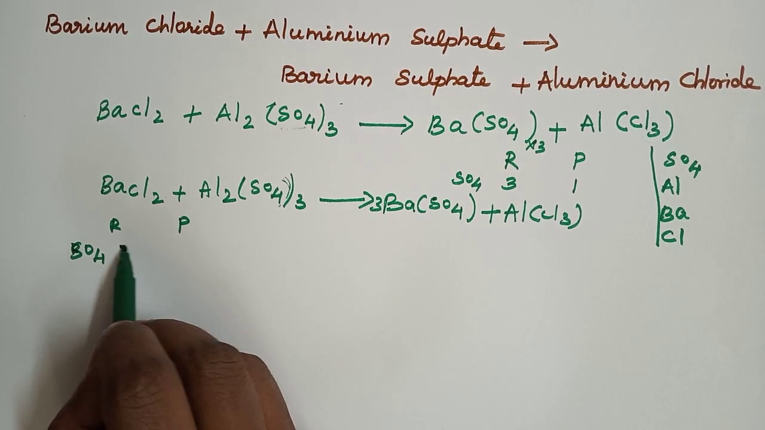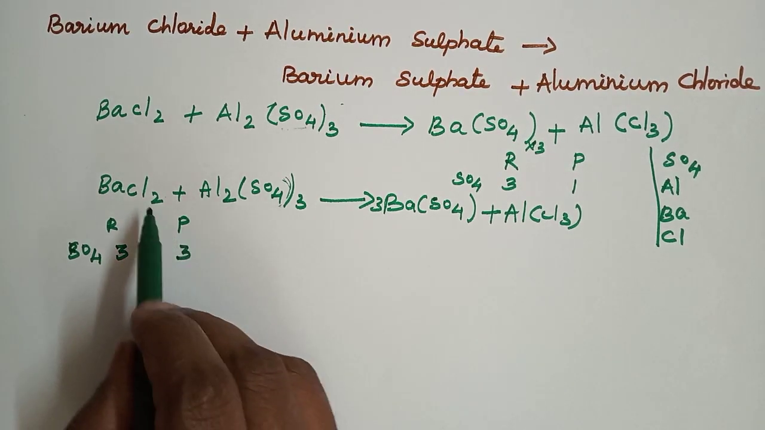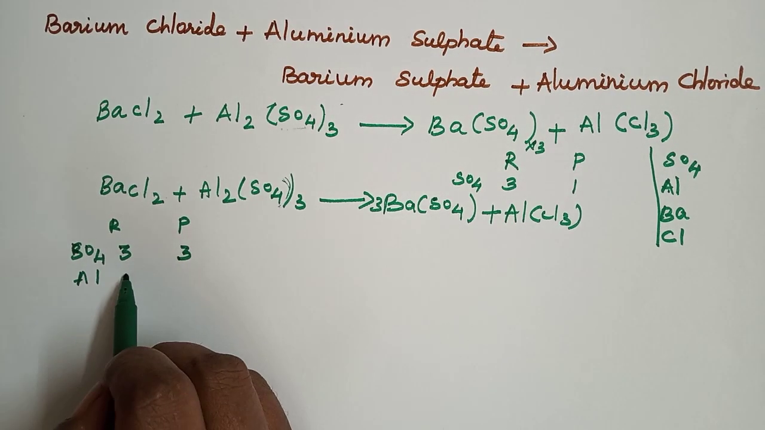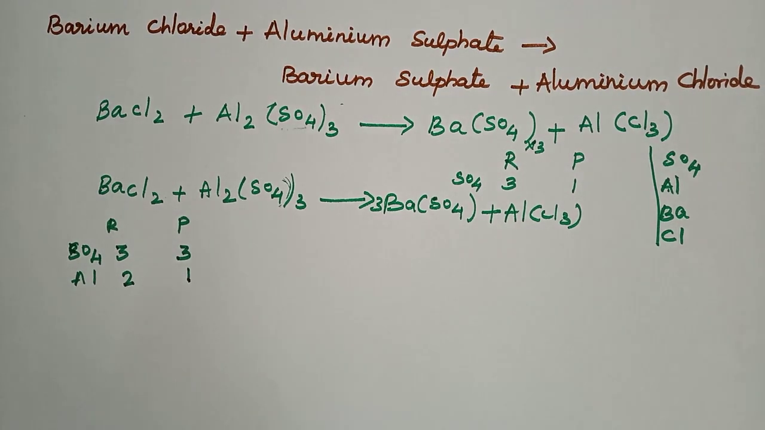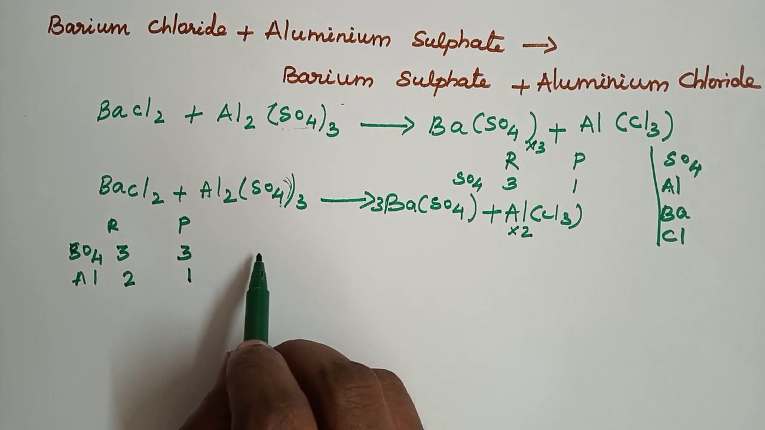How many we have? 3. This side also we have 3. Okay. And next we have to see aluminum. Aluminum how many we have? 2. This side how many we have? Only 1. So what we have to do? We have to multiply with 2. So what we will get, the new equation?